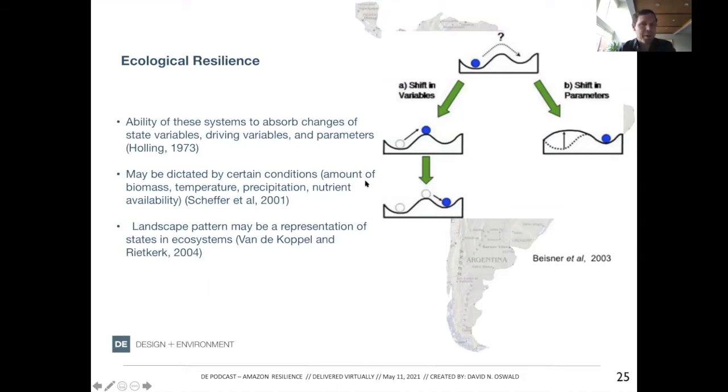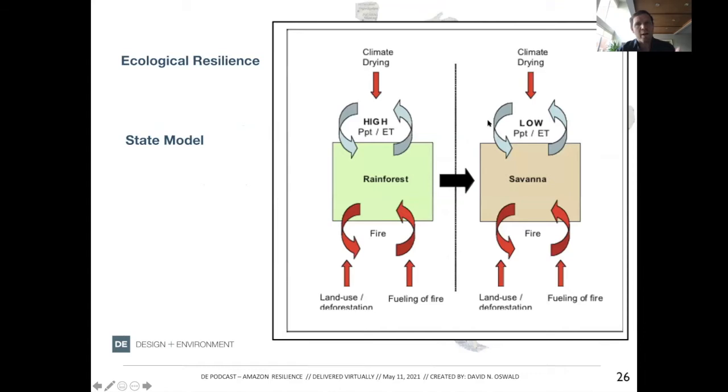So it may be dictated by certain conditions, the amount of biomass, temperature, precipitation, nutrient availability. This is from Martin Scheffer. And then also landscape pattern may be a representation of states in ecosystems. So there's this relationship between what the patterns in the landscapes are and what the resilience of those landscapes might be as well. And that's from Van de Koppel and Rietkerk's classic paper.